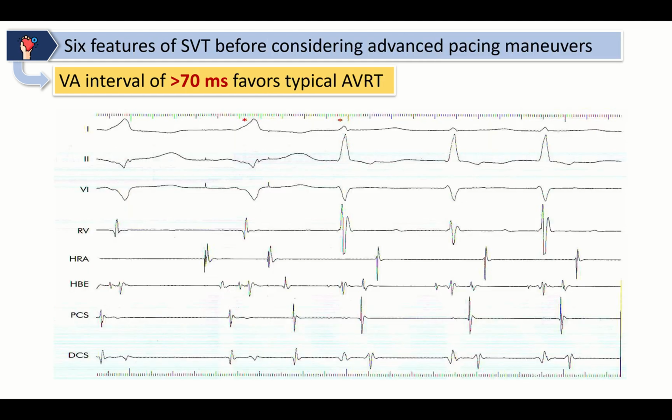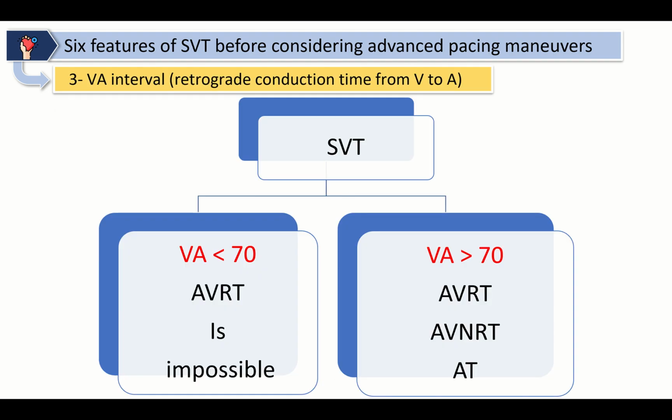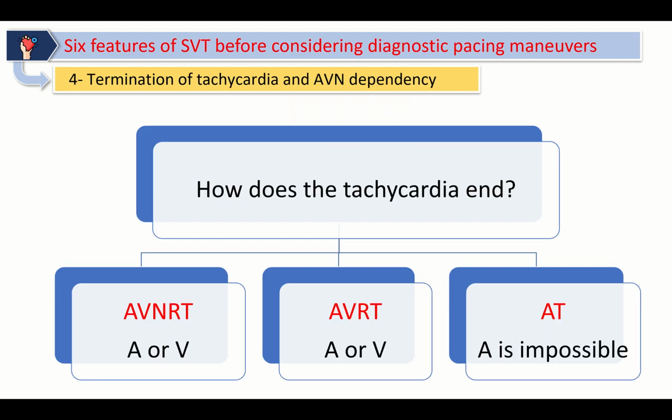Let's have an example of tachycardia with 1-to-1 conduction, and the VA time is about 70 to 80 milliseconds. So it's a short RP tachycardia with VA interval more than 70. It is an example of typical accessory pathway AVRT. Golden rule in SVT: if we have VA less than 70 milliseconds, AVRT is impossible, we can exclude it. If VA is more than 70 milliseconds, all options are there: AVRT, atypical AVNRT, or atrial tachycardia.